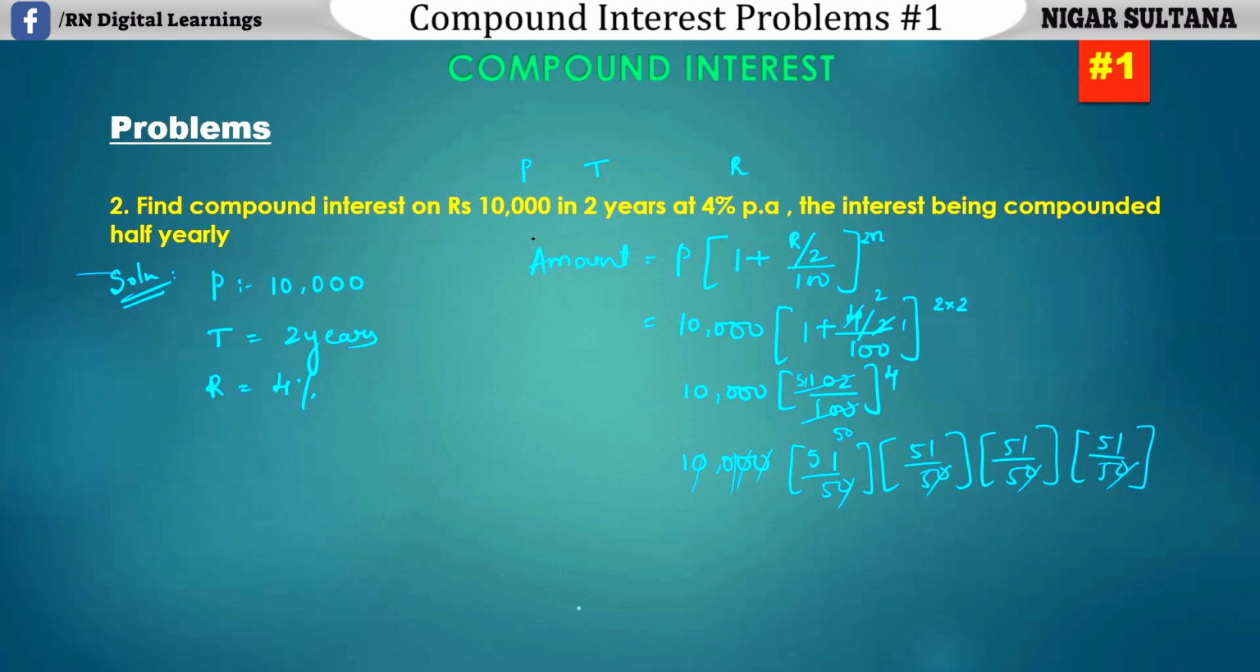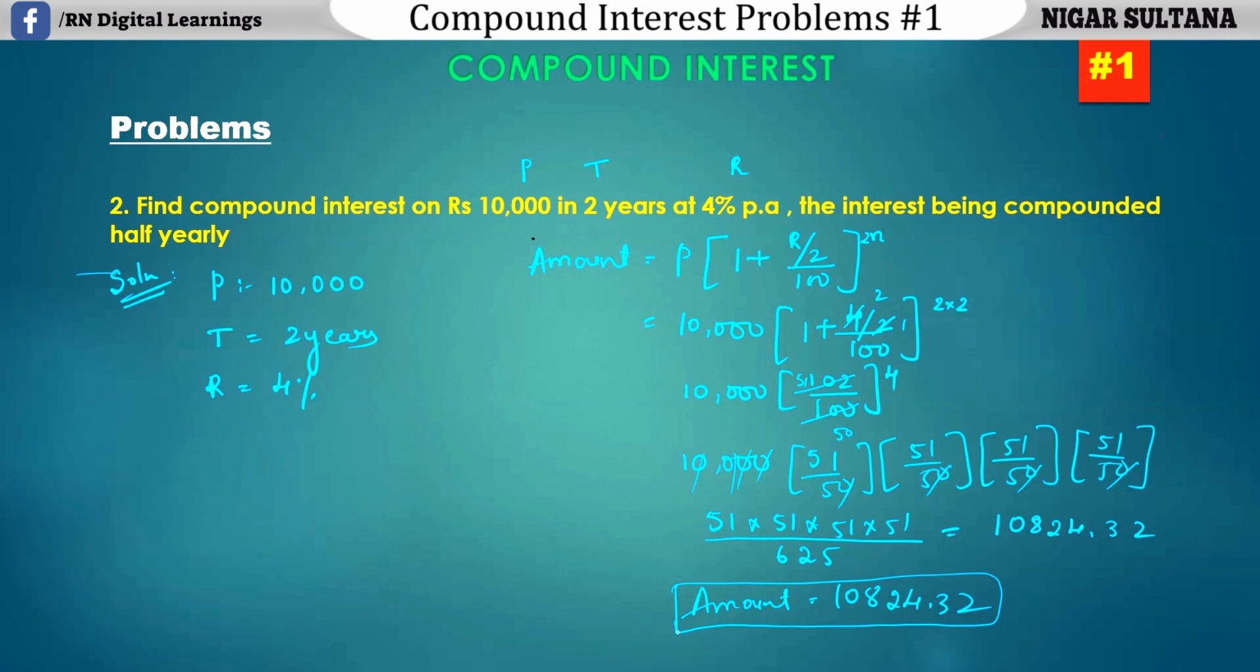Now the remaining is 51 into 51 into 51 into 51 divided by 5 fives are 25, again 25 into 25 is 625. So what is the value? 10824.32. So this is our amount, 10824.32. Now we need the compound interest.